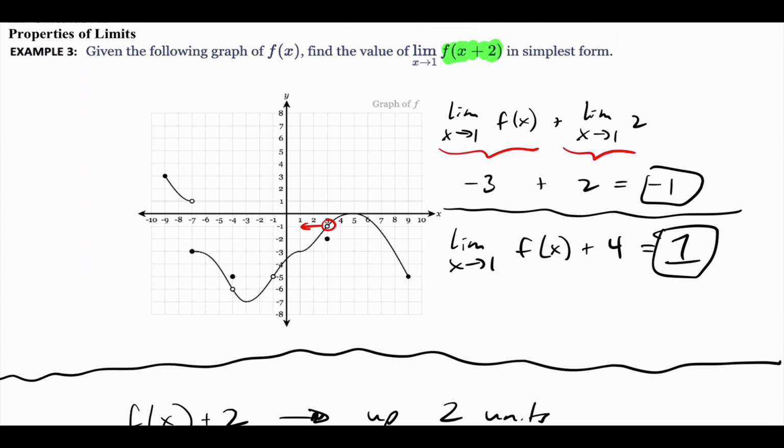That's one of the things that you might see. You're like, uh-oh, it's not f of x anymore. It's got x plus 2. Well, what does it mean? What you can do is you can split it up with the limit property, or you can do transformations. Either one of them works. Okay.